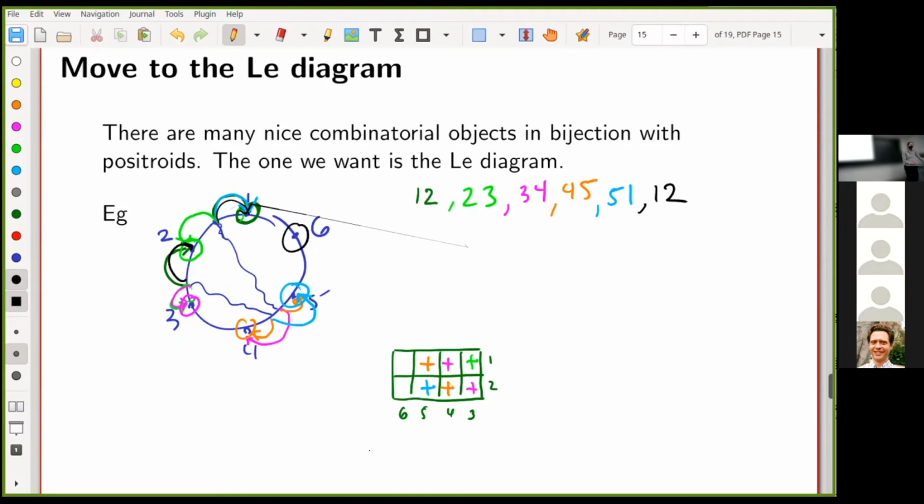Okay. And now it's easy to read off the dimension from the Lie diagram. It's just the number of pluses. So really what we want to understand now is how these propagators are putting pluses into the Lie diagram. And if we can understand that, then we have a combinatorial proof that the dimension is what we think it is.